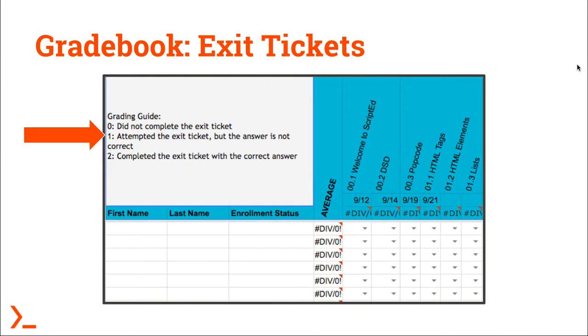Take a look at this first arrow, the grading guide at the top of the page. The grading guide is at the top of the page, and there is a column for every exit ticket. You put in the date. The gradebook automatically calculates the class average here. Under the objectives is the class average for each point in the rubric. There is also a section for comments.